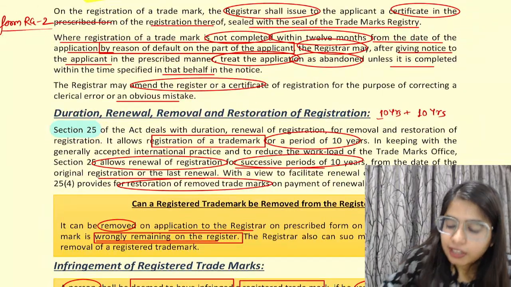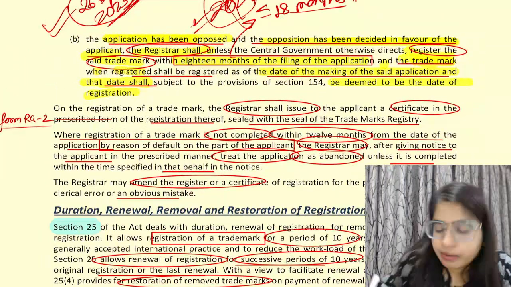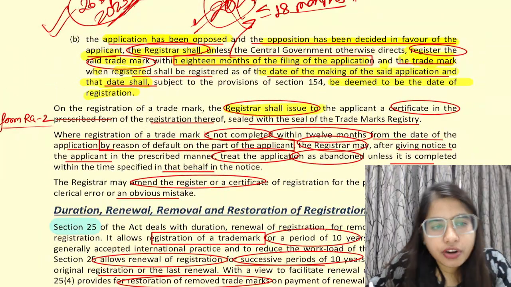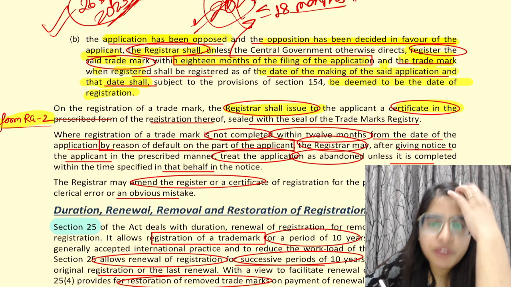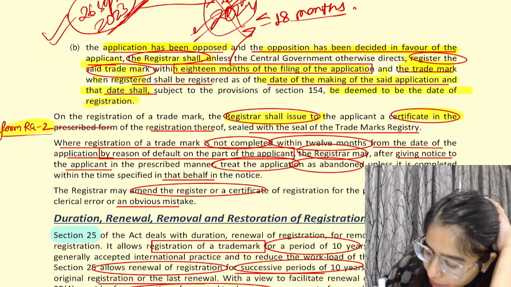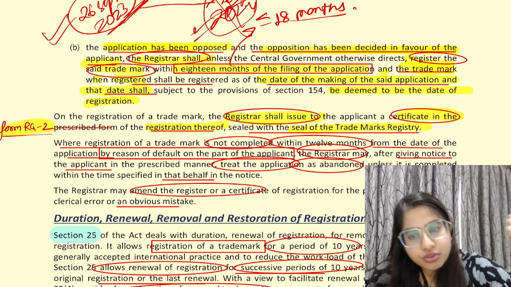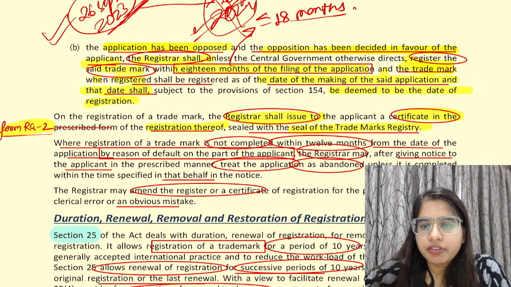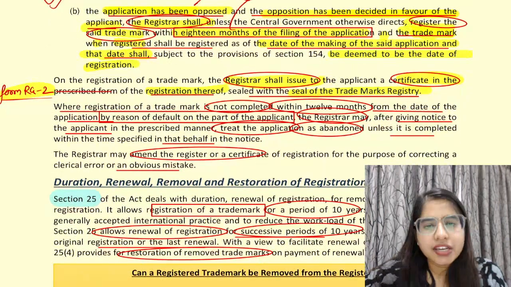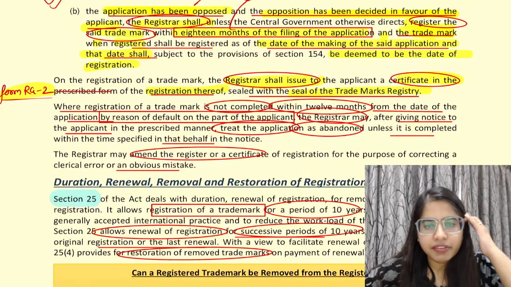And lastly, when they register my trademark, they will issue a certificate of trademark to me in the form number RG2. They will issue a certificate of registration of trademark, which should be under the seal of the trademark registry. They will issue me a certificate, and that certificate will be in the form number RG2. Are we clear with this?